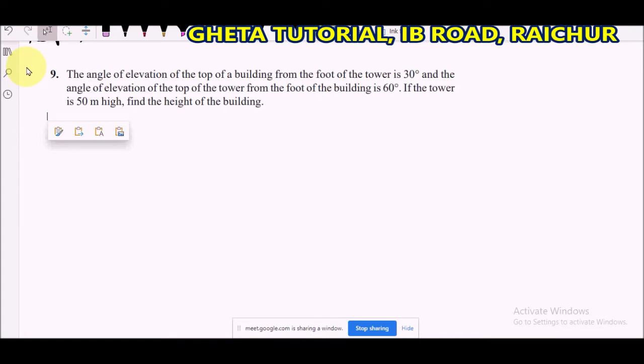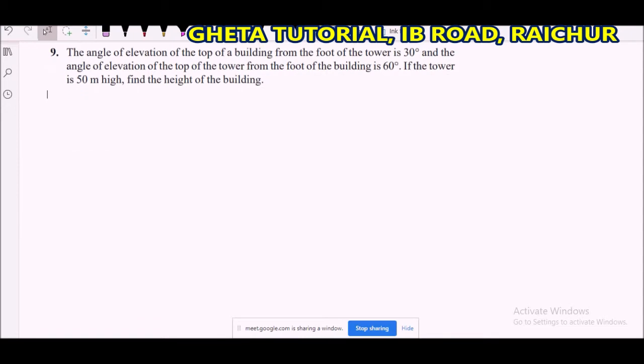Next question. The angle of elevation of the top of a building from the foot of the tower. Okay, so here we have the building and the tower. The building and tower are on opposite sides. So here first I will draw the building.